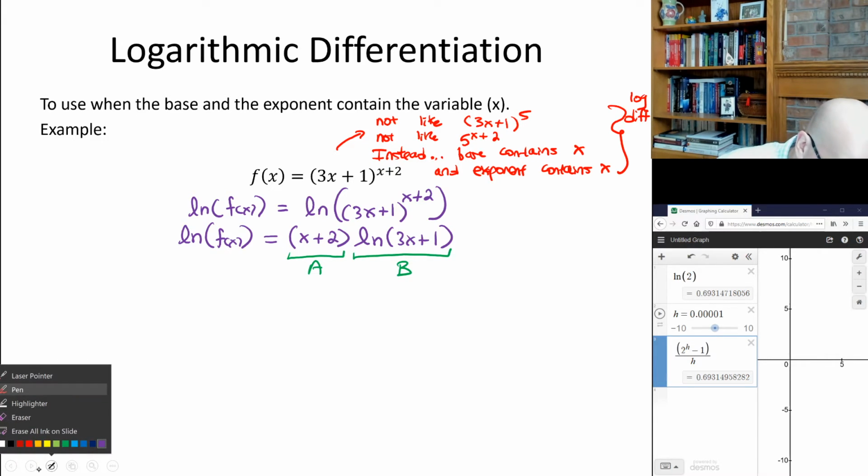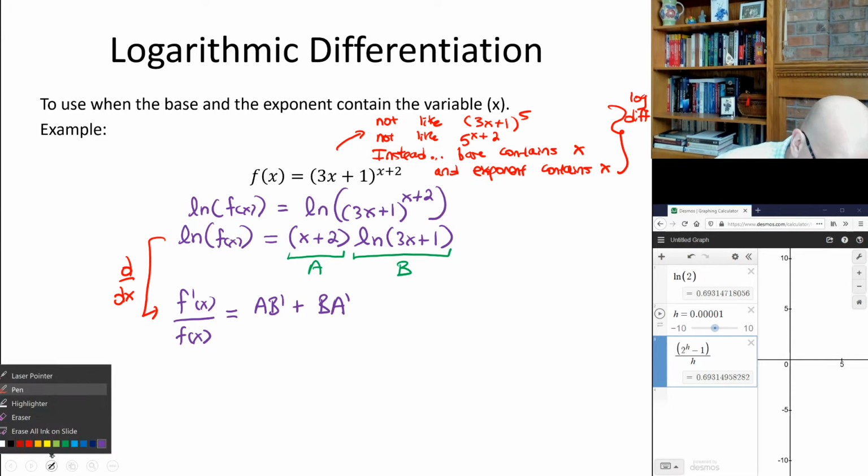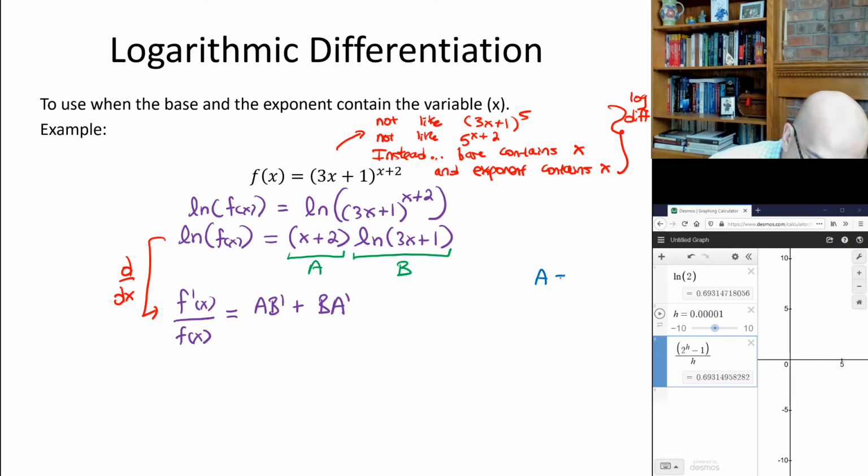So taking the derivative of both sides, d by dx of both sides, left hand side we have f prime of x over f. That's the w prime over w piece. On the right hand side we have, I'll write it out this time, ab prime plus ba prime, where a is equal to x plus 2. So a prime is equal to 1 plus 0, which is 1.